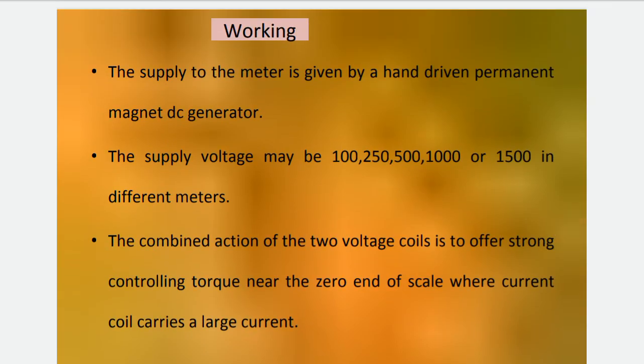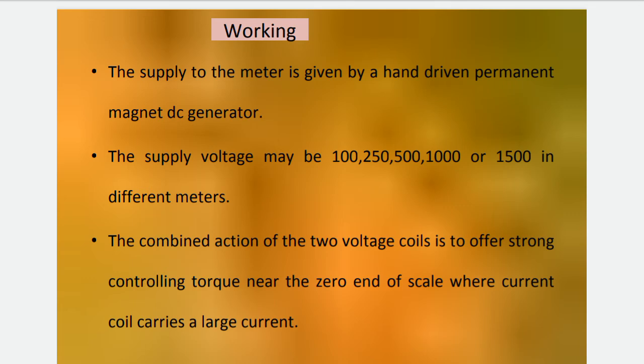The supply to the meter is given by a hand driven permanent magnet DC generator. The supply voltage may be 100, 250, 500, 1000 or 1500 volts in different meters. The combined action of the two voltage coils is to offer a strong controlling torque near the zero end of the scale, where the current coil carries a large current.